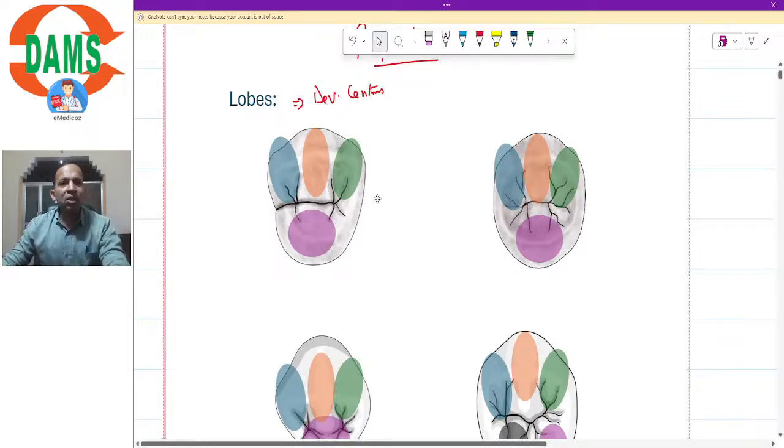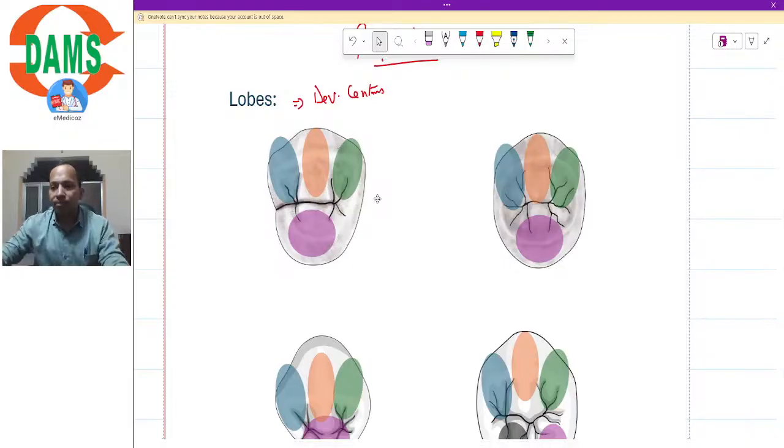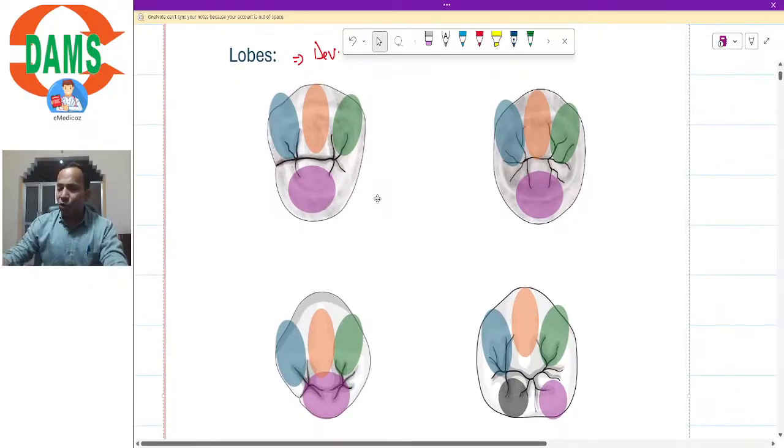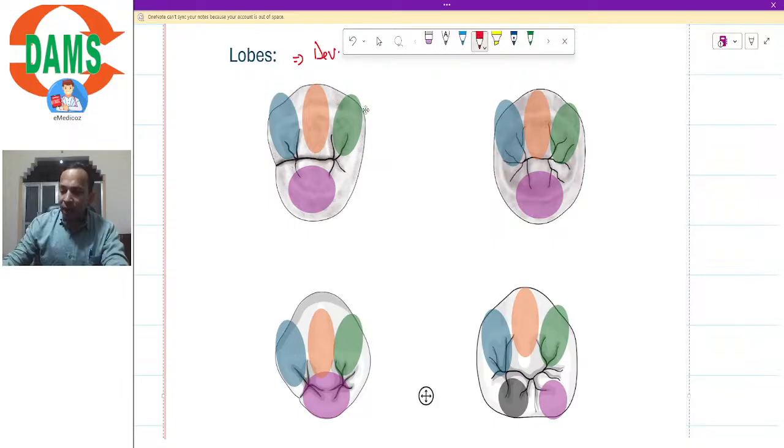As I told you yesterday as well, at least 4 lobes are required to form any tooth, isn't it? And the same is the case for premolars. At least 4 lobes are required to form any premolar. And here, as you can see in this diagram, I have marked these lobes with different colors, right?